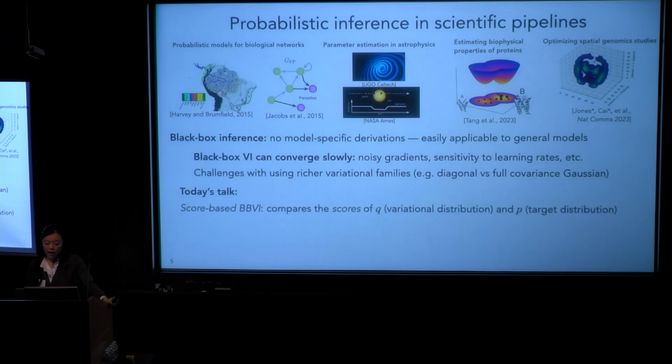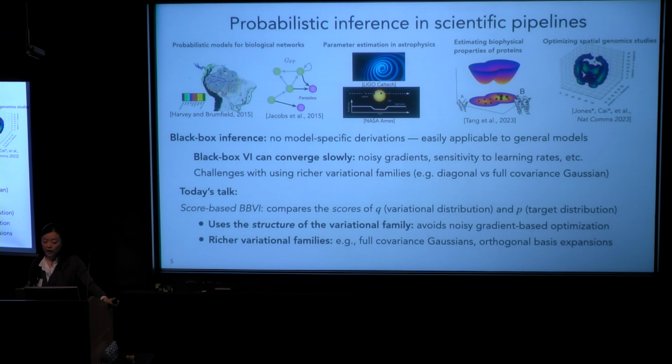So in today's talk, I'm going to introduce a new way of doing black box variational inference that I call score-based BBVI. Essentially, it's going to compare the scores of our variational distribution Q with the scores of our target distribution P. And what we're going to see are several things. One, by using the structure of our variational family, we're going to be able to avoid noisy gradient-based optimization. We'll also see that we can apply these methods to richer variational families, such as full covariance Gaussians and families that come from orthogonal basis function expansions. And finally, we'll see that this often results in much faster convergence, sometimes several orders of magnitude faster than stochastic gradient descent.